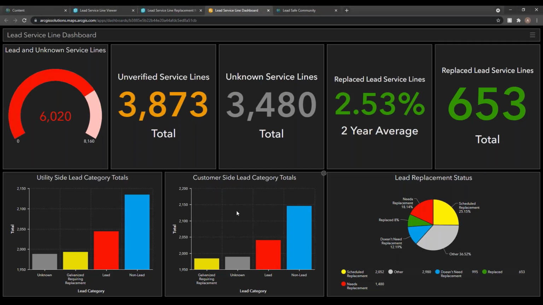Beneath them, we have graphs that support the statistics above. So we have a utility side lead categories, a customer side lead categories, and then we also have percentages of those replacement statuses that I just showed.